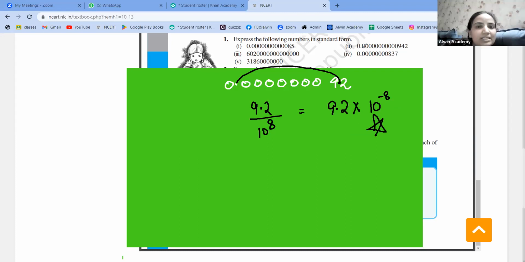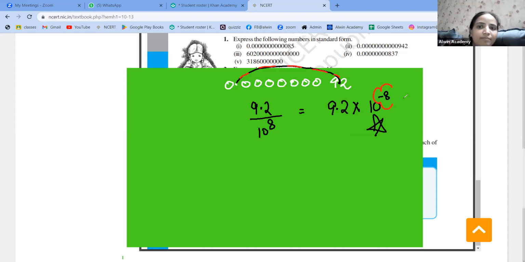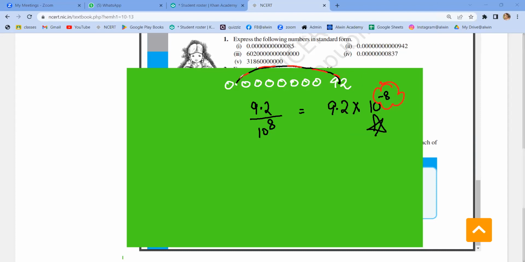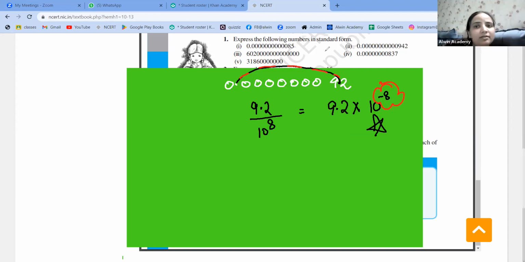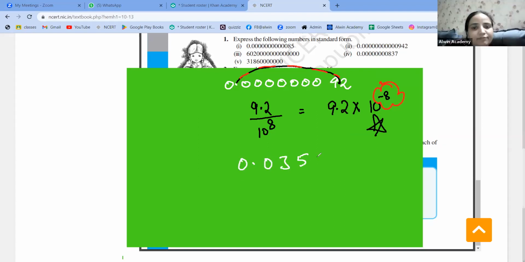So that means whenever you are moving to your right, your negative power is increasing. Why? Because the positive power is used up moving that decimal point. Got it or not? Let's do one more example, like 0.0352.